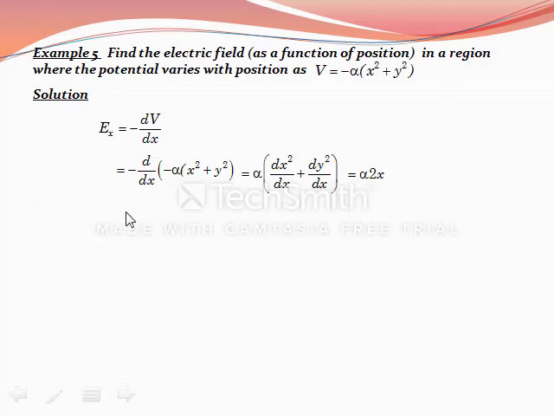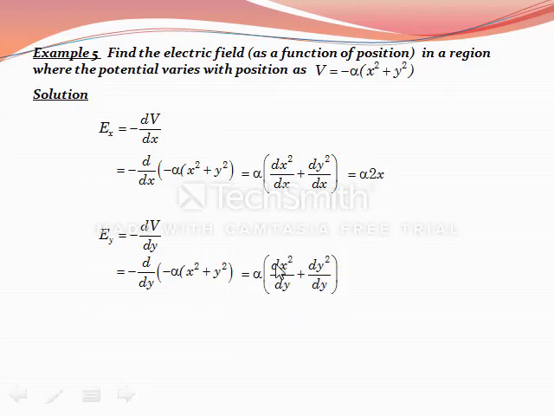Similarly, we will compute the y component of the field. The y component of the field will be minus dV by dy. Again substitute the value of V from here, bring this alpha out, and remember in this differentiation, when we are differentiating with respect to y, x has to be considered as constant. This x is constant, so this term becomes 0 and this is 2y. So this is alpha into 2y.